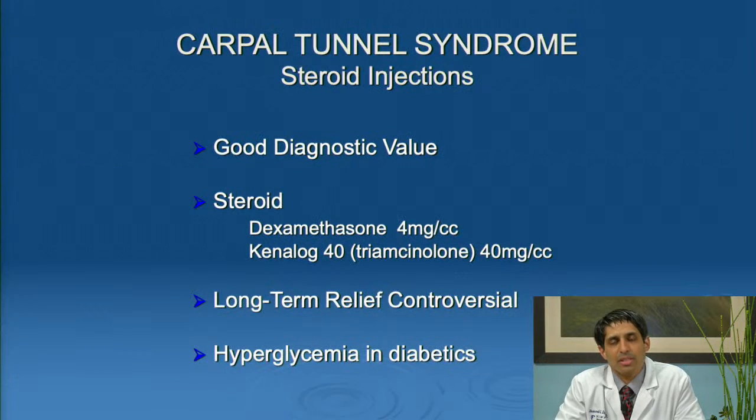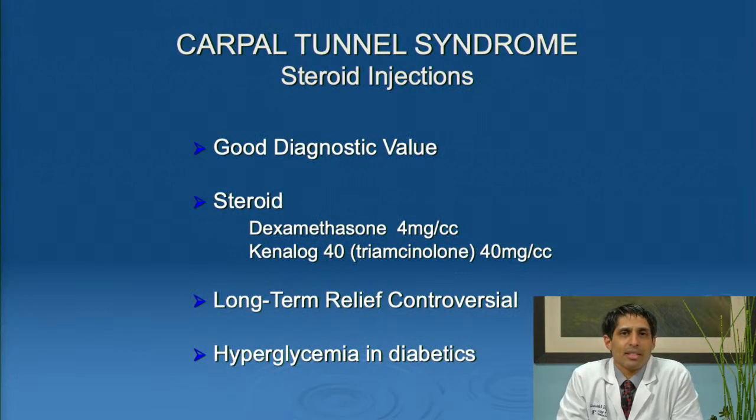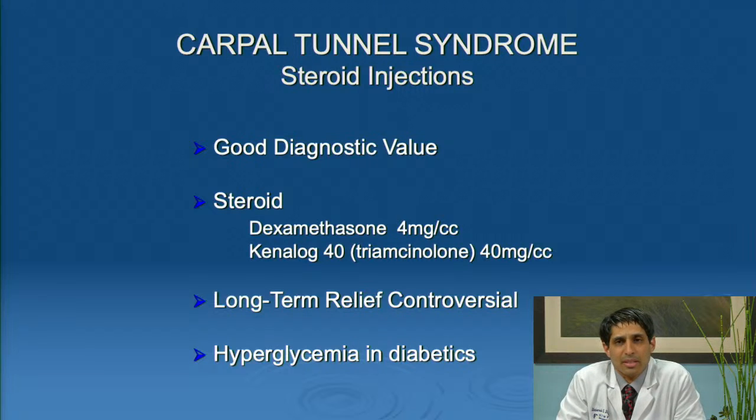So cortisone injections, like I said, back in the day, we used to do a lot of these injections, and now we've kind of fallen out of favor. I think they do have good diagnostic value, meaning that in a situation where we're not quite sure if someone has carpal tunnel or not, you could try a cortisone injection and see if that patient gets relief. And if you do, then we know that your response to a carpal tunnel release would be better.